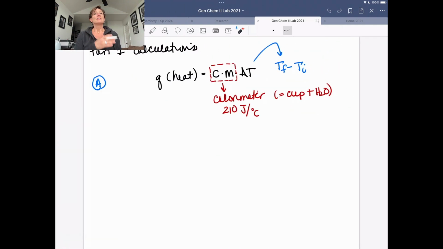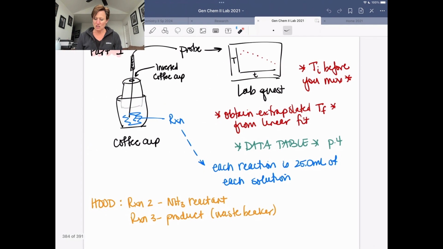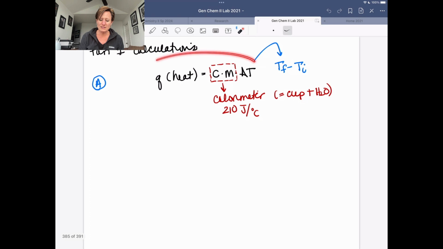Okay, so you've gathered your data, right? You've got initial temperatures, final temperatures. How are you going to do these calculations? Hopefully this is an equation you've gotten to in lab. This is our calorimetry equation, or our heat capacity equation, that tells us that the heat for a process is equal to the specific heat capacity of the substance, the mass of the substance, and how much it's changing temperature.